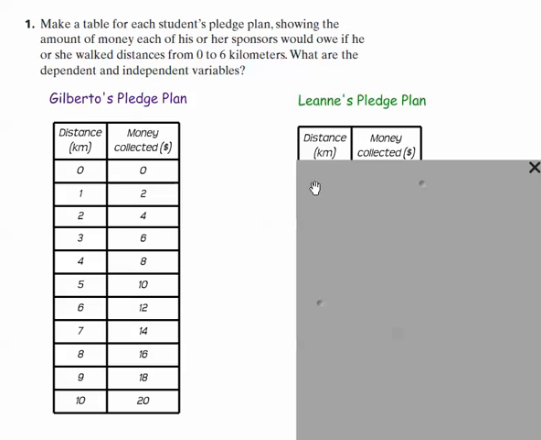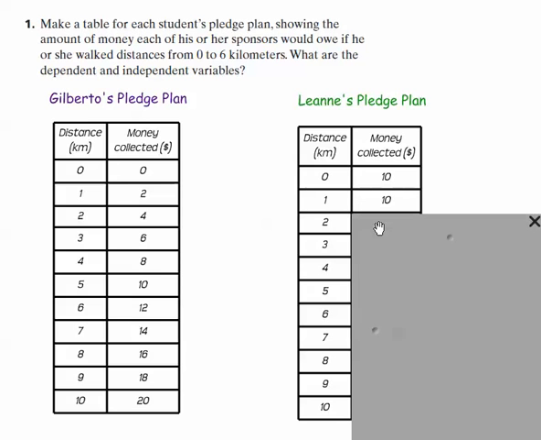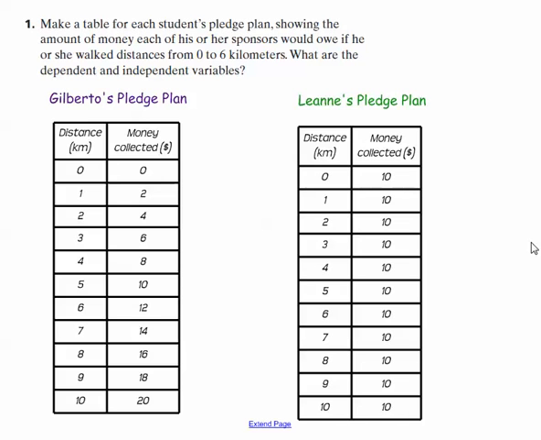Now Leanne's plan was that she would just collect $10 from each sponsor for her participation. So her money didn't depend on how many kilometers she walked. Even if she doesn't walk a kilometer, her sponsors are donating $10. And as soon as she walks 1 kilometer, they're not adding anything to that. They still donate $10. 2 kilometers is not going to get her any more. She gets a flat $10 from each sponsor for her walkathon.